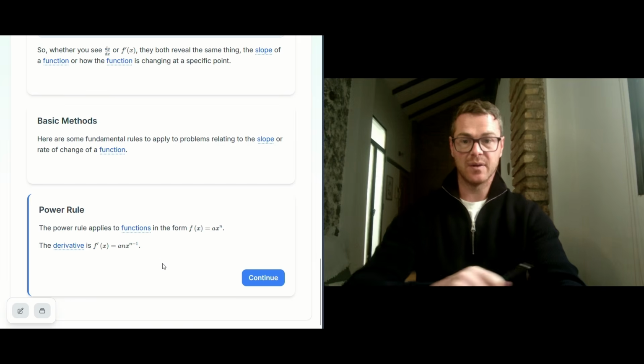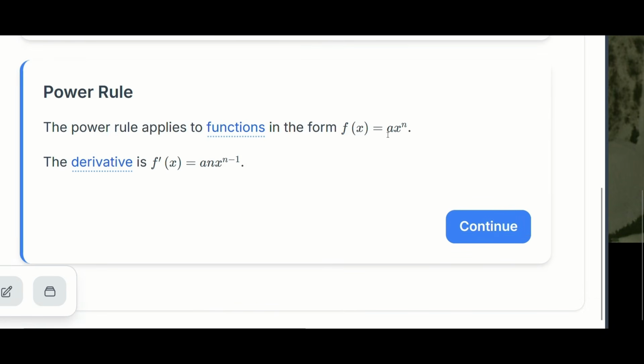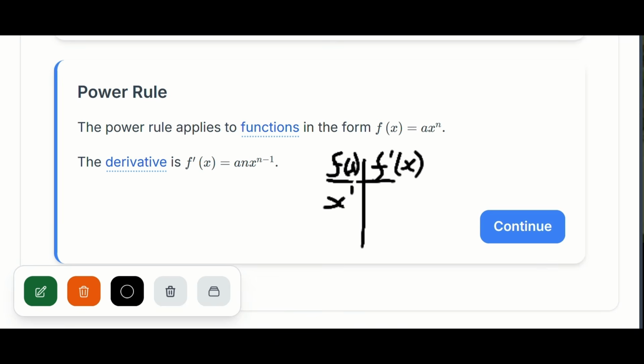Now the power rule is what we've just explained a second ago. If I have a function in the form ax^n, the derivative is anx^(n-1). So I'm bringing that power down and multiplying by it, and then I'm taking 1 from the power. Let's say I had x to the power of 1. If I bring that power down to the front, it's 1 times x, and then take 1 from the power, it's 0. Anything to the power of 0 is 1, so that will just go to 1.